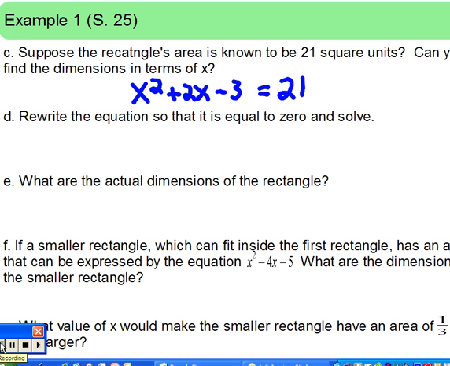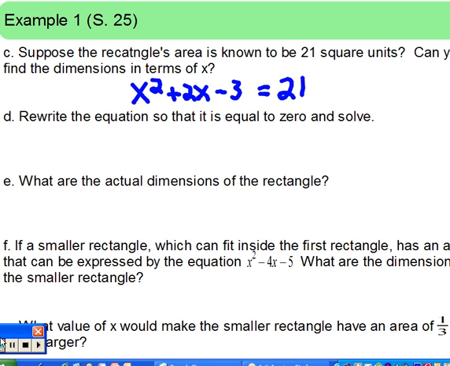Now on page 25 it says, suppose the area of the rectangle, which we had from the previous page, to be 21 square units. Can you find the dimensions in terms of x? So obviously we need to solve this equation. Looks like they're going to give it to us a little bit at a time. So D says rewrite the equation so that it is equal to 0 and then solve it. Press pause as you try to do what it says here.